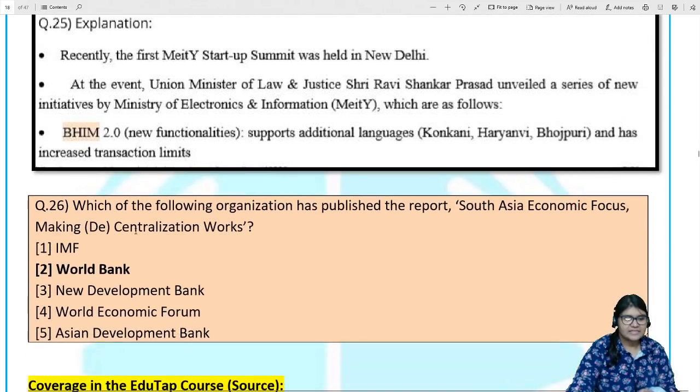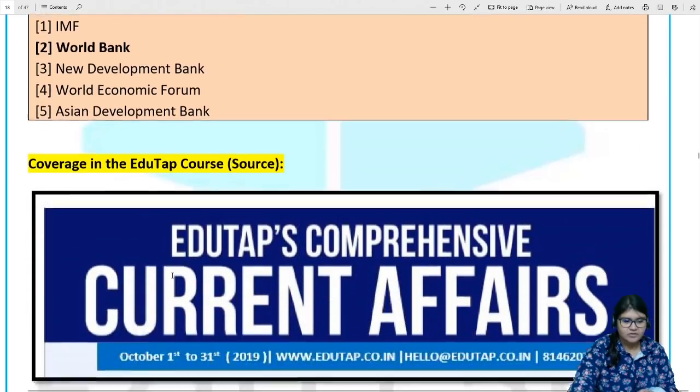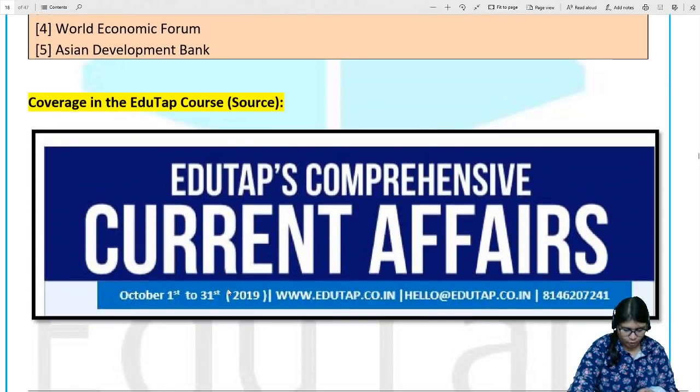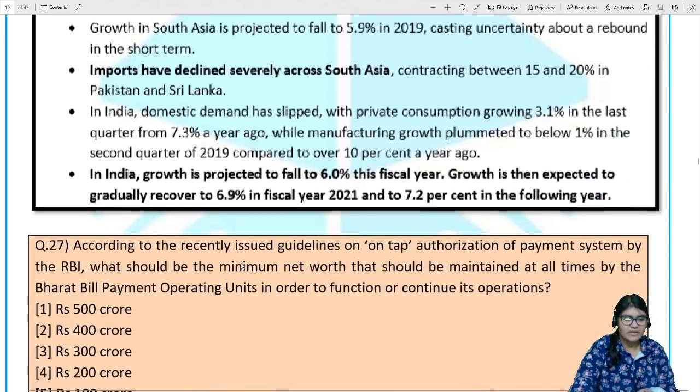Okay, next, which of the following organizations has published the report South Asia Economic Focus, Making Decentralization Work? Okay, and the answer is World Bank. So this was again there in the month of October, and here again we have covered this explicitly in the magazine. So you can see here regarding this report: Bangladesh, Nepal to grow faster than India according to this particular report released by World Bank.